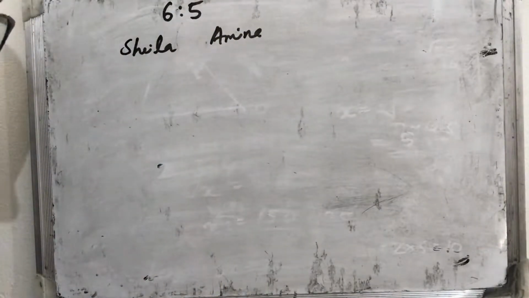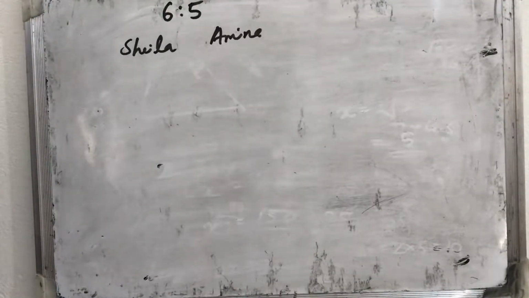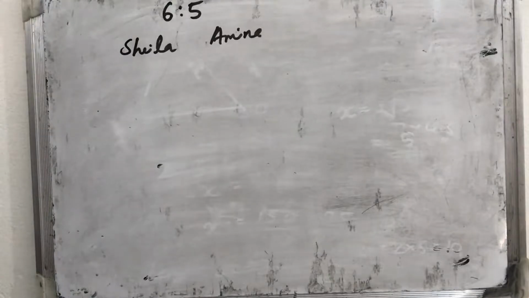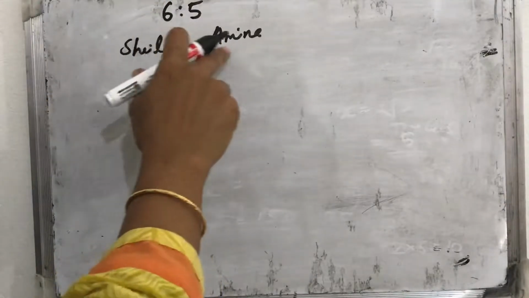And if Shayla received 23 stamps more than Amina, how many stamps did he distribute in total? Okay, understand the question. Amar, one boy, divided his collection of stamps. It is not given how many stamps he had in total. But here it is given, he divided the stamps in the ratio 6:5 between Shayla and Amina.